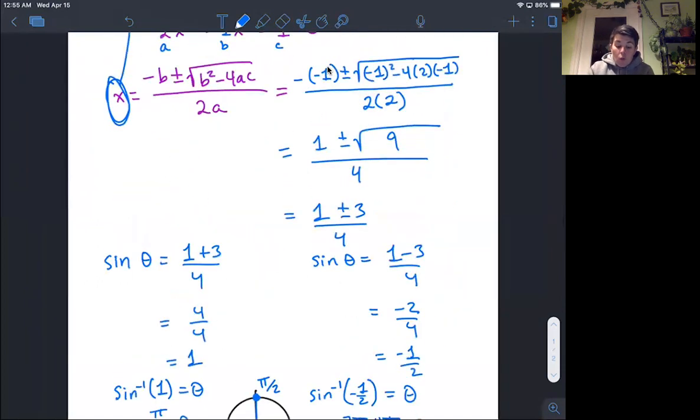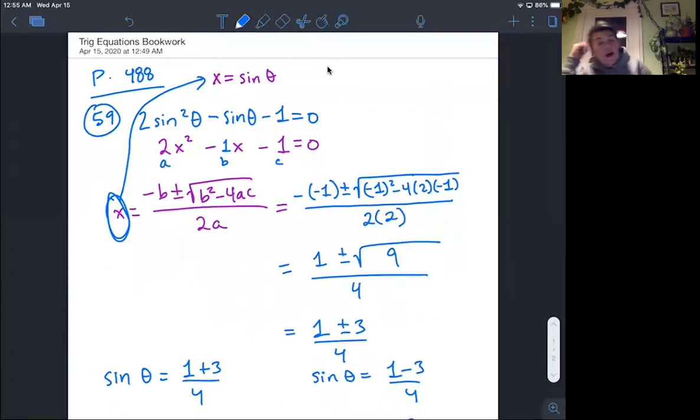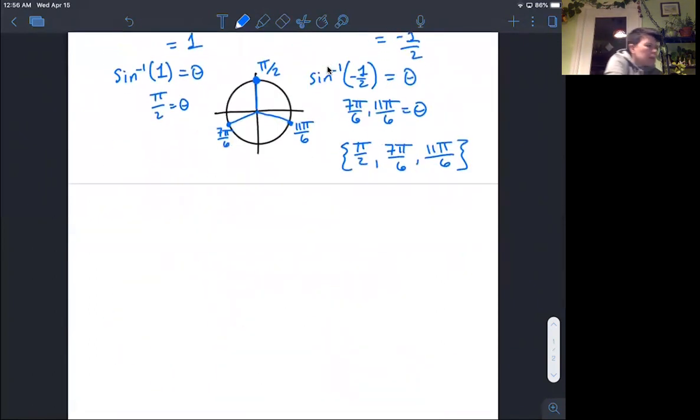So whenever you see a quadratic situation, try factoring first. And if you can't factor, don't be afraid of using the quadratic formula. It's really nice, and it works. So, boom. Okay.